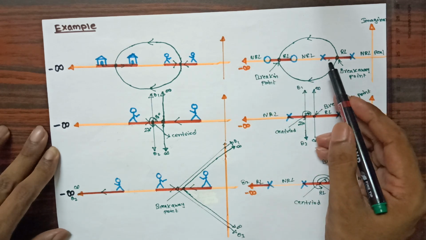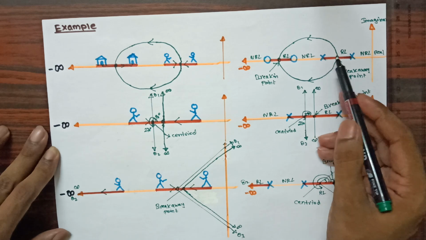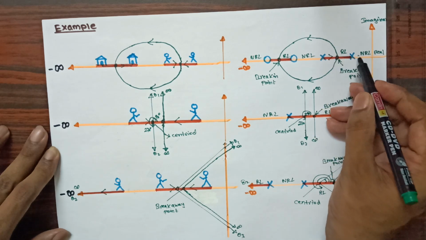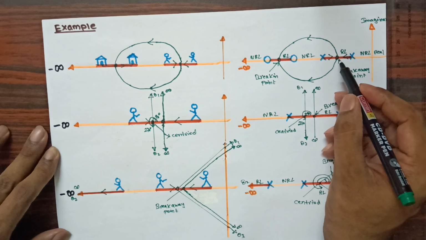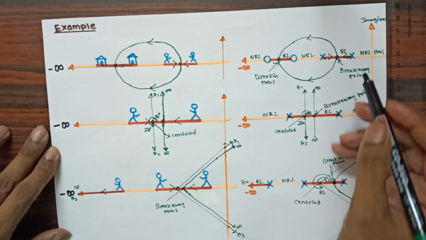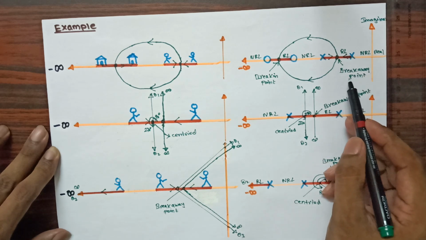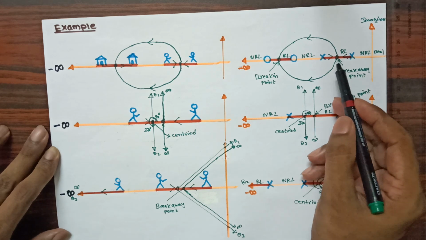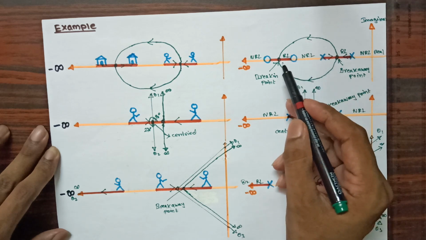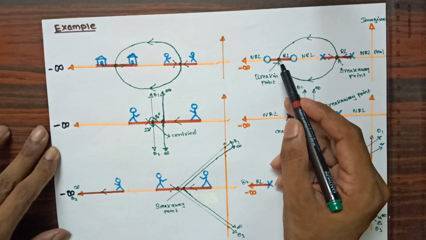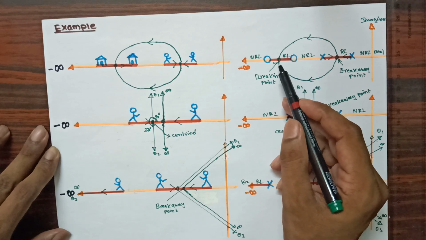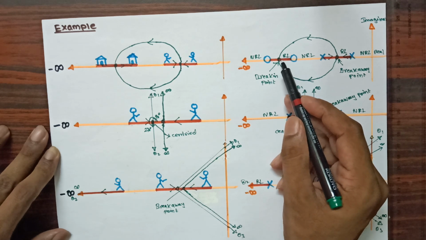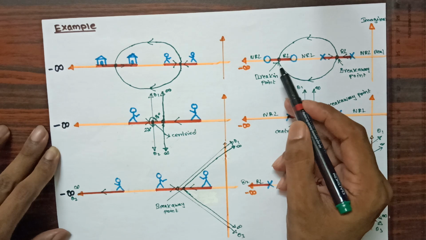The procedure is the same. When I give the input, this pole moves in this direction and this pole moves in this direction, and they are going to meet at one point. A point where more than one branch meets, we call a breakaway point in root locus. Once they come out, they arrive at the path where they are going to again meet at a common point.